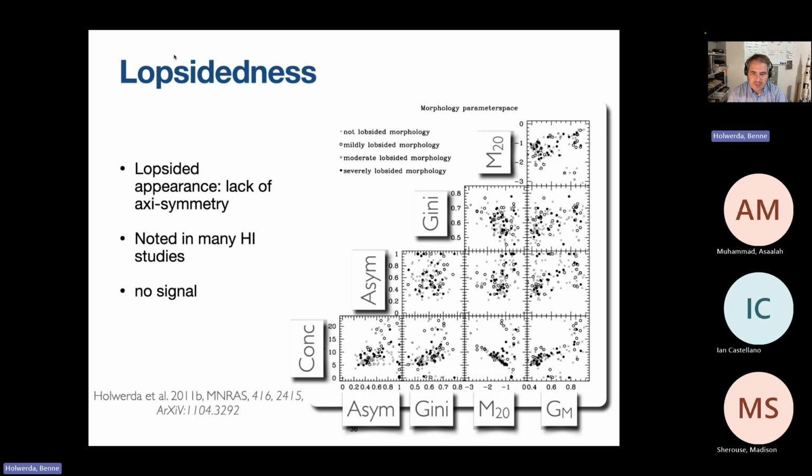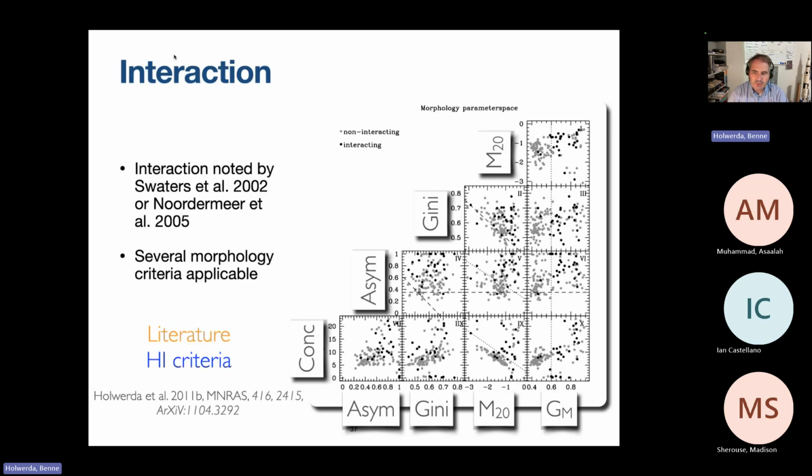So once again, we have asymmetry, Gini, M20, and whatever parameters you want us to define. GM is something I tried to define myself, didn't quite work, but you have these literature criteria and you have the H1 criteria, and with H1 you can identify lopsidedness pretty well. So once again, you're statistically identifying most of the sample. That was the original goal. So you can say, well, I get a good handle on the fraction, maybe not individual galaxies, but the fraction I can get a good handle on.